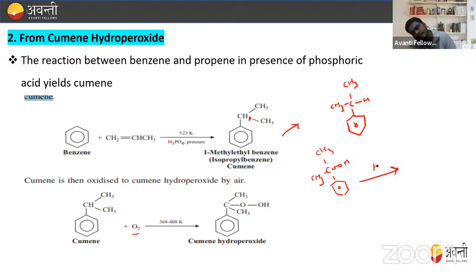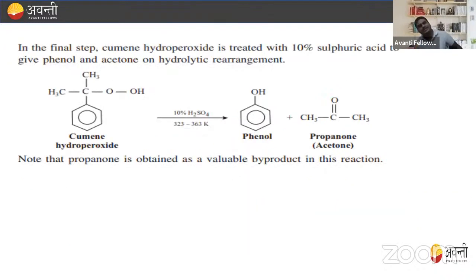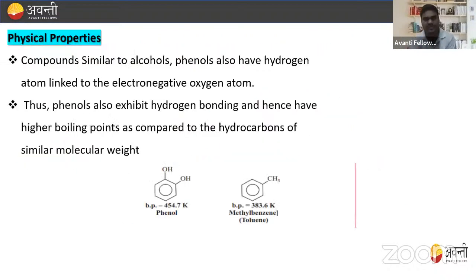Again, when they are treated with the acidic medium, they will convert into phenol and CH3COCH3, that is acetone, as a byproduct. So we get acetone as a byproduct and phenol, right? This is how you get phenol from cumene. So in the final step, cumene hydroperoxide is treated and we'll get the phenol.